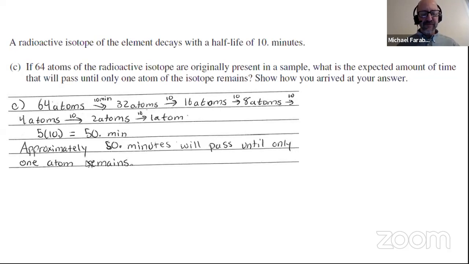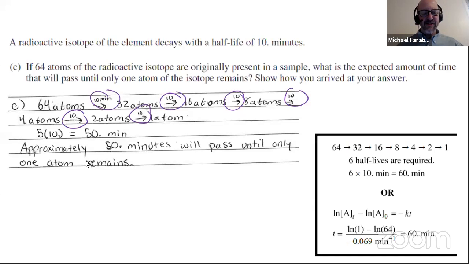we have 1, 2, 3, 4, 5, 6 half-life periods. So again, they might have just been rushing and going too fast and were not careful. So what they got right was the setup. What they got wrong was the total time. It should be 60 minutes and not 50. And there was another way they could have solved it using the first order integrated rate law, because again, radioactive decay is first order. Okay, so again, here's some general suggestions and guidelines for answering FRQs.